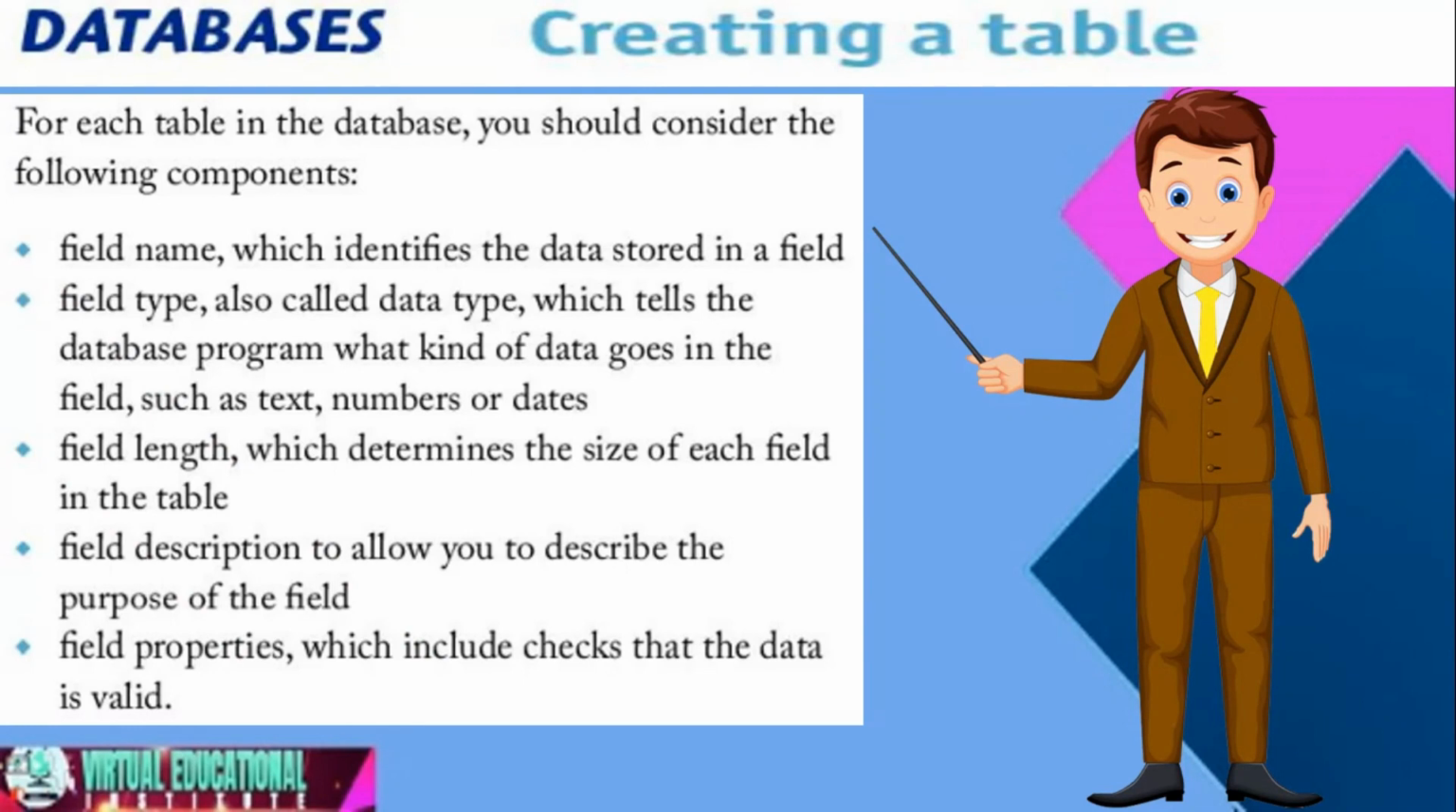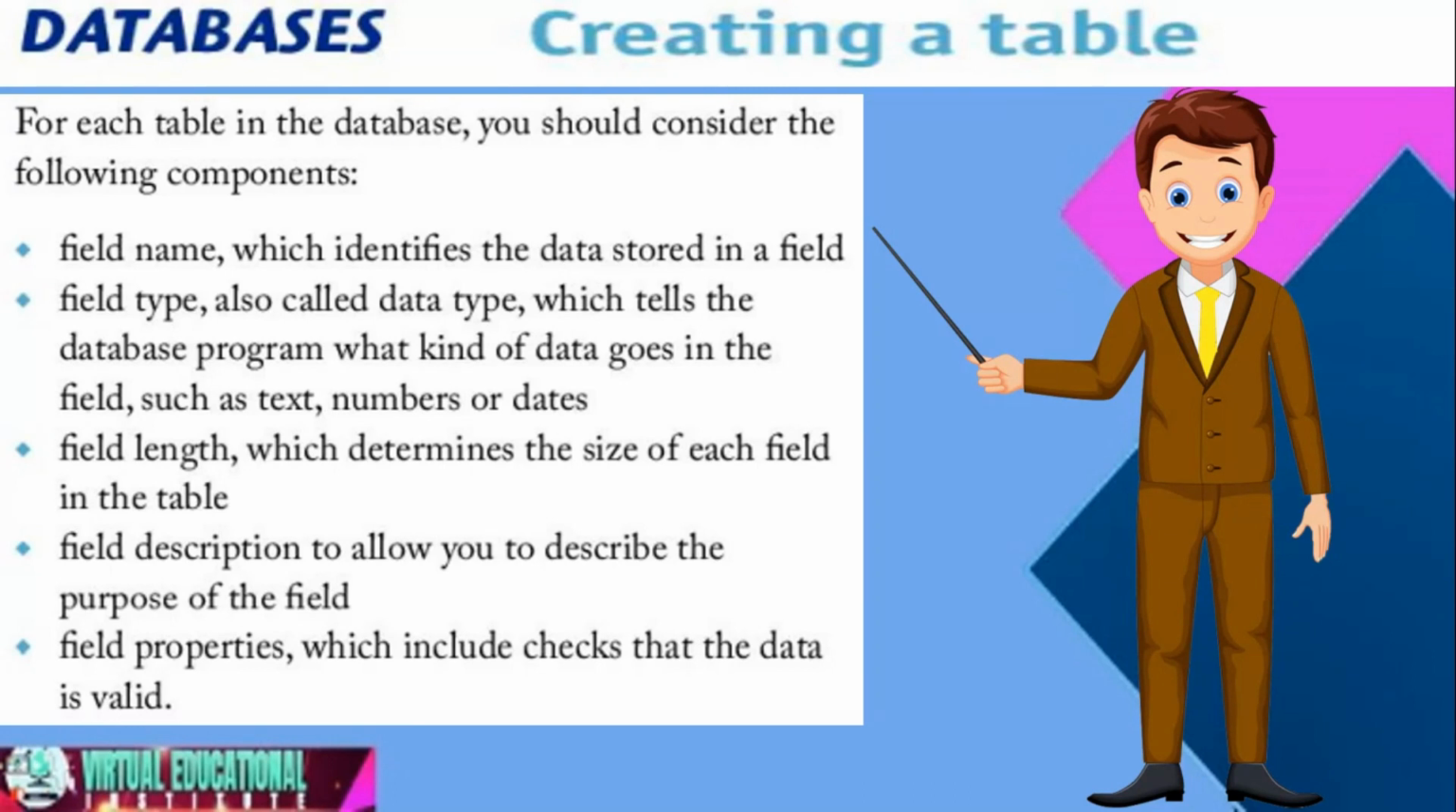Next to consider is the field length, and this will determine how many characters can be held inside a particular field. So let's say you want to add an ID number, and you know that the ID number should consist of 4 characters. If you set that field length to be 4, then once you type in the 4 characters, it will not allow you to type in a fifth.